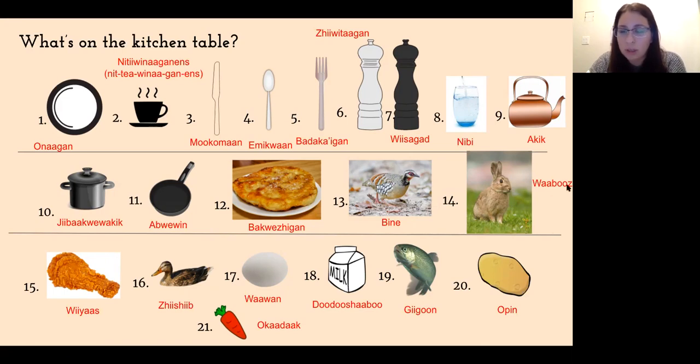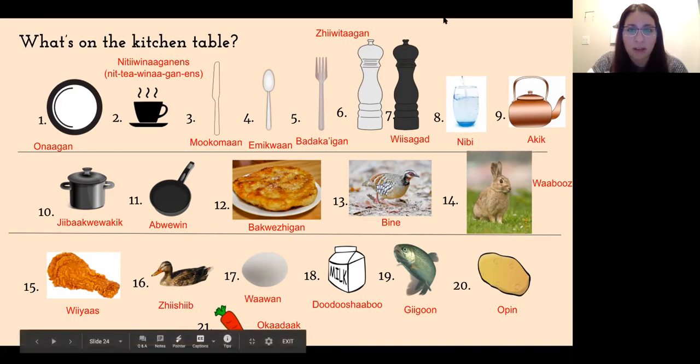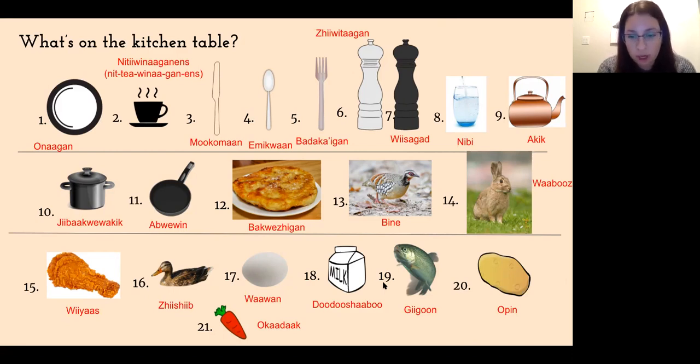14, wabus. 15 is a piece of meat, wiyas. 16 is duck, shishib. 17 is egg, wawan. 18, a carton of milk, dodo shabo. 19, fish. It's the G sound, gi, gigoon.